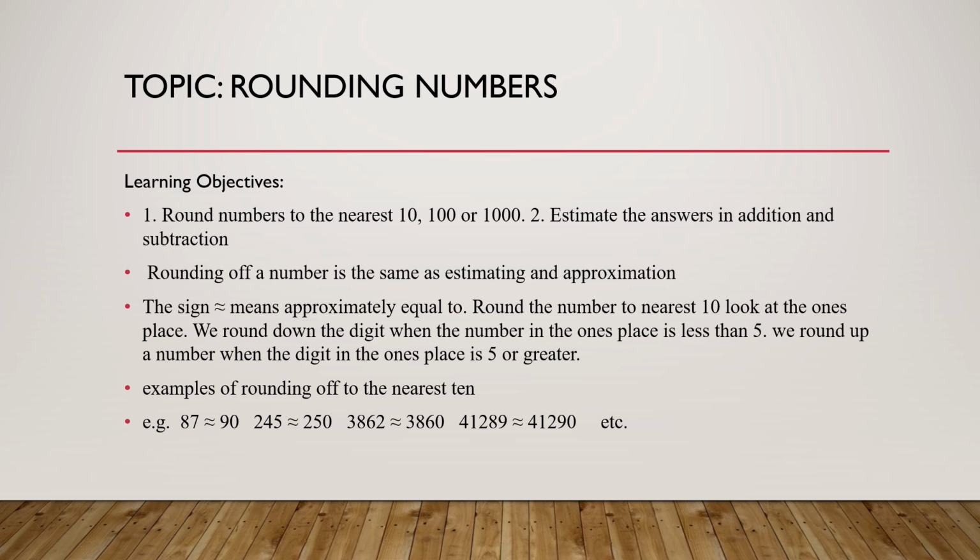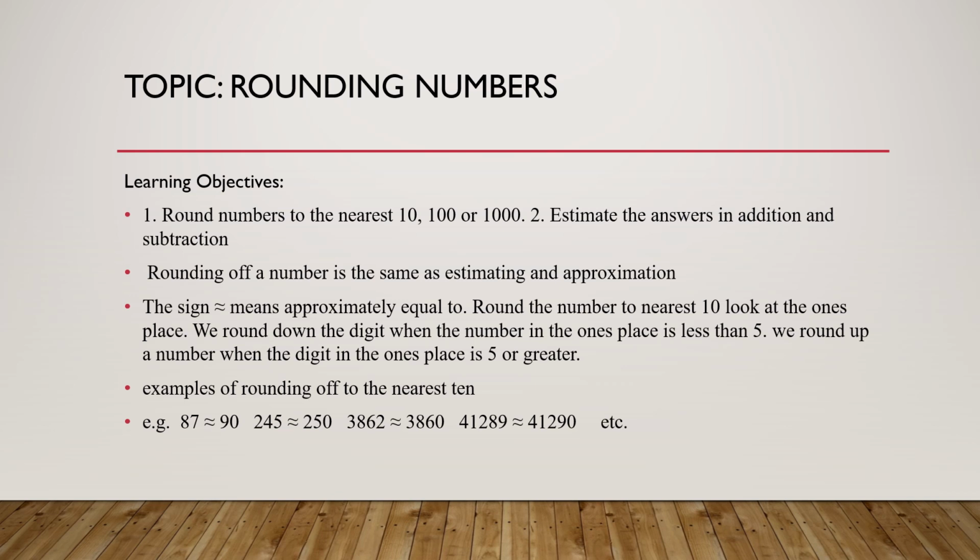Rounding off a number is the same as estimating an approximation. The sign in front of you means approximately equal to. To round numbers to the nearest 10, we have to look at the ones place. We round down when the number in the ones place is less than 5, and we round up when the digit in the ones place is 5 or greater than 5. Here are a few examples of rounding off to the nearest 10.